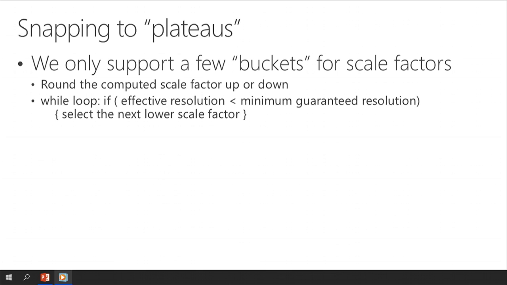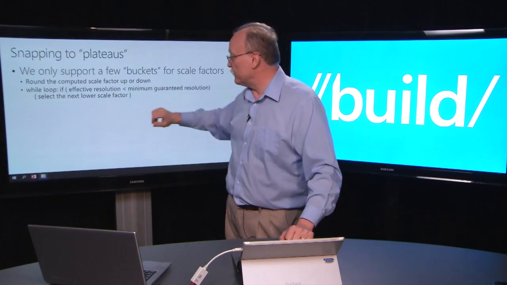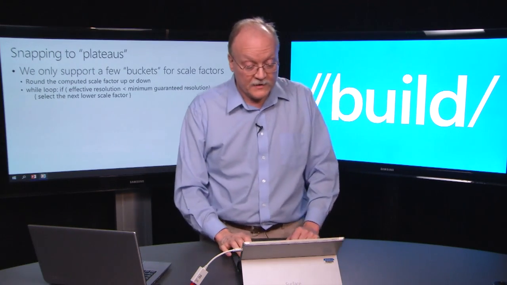And then there's one last thing. We also guarantee you as developers a certain minimum resolution. For example, on a mobile device, we say your resolution will never be below 320 by 480. So in order to enforce that, we look at the result of this computed scale factor after we bucket it, and we say, okay, what is the effective resolution? And if it's less than the guarantee, then we say, oh, we've got to lower the scale factor and go for a larger effective resolution. So in pseudocode, we would do a little while loop. You can think of this as iterating, going to lower and lower scale factors until we get to an effective resolution which is greater than or equal to the minimum guarantee.